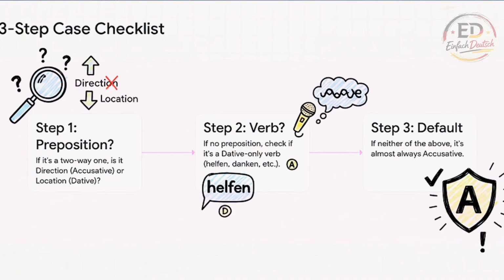Okay, what if there's no two-way preposition? Move to step 2. Check the verb. Is it one of those special dative verbs like helfen or danken? If it is, use dative. And if the answer to both of those questions is no, then you go to step 3. You can be almost certain it's accusative. That is your default, your home base.